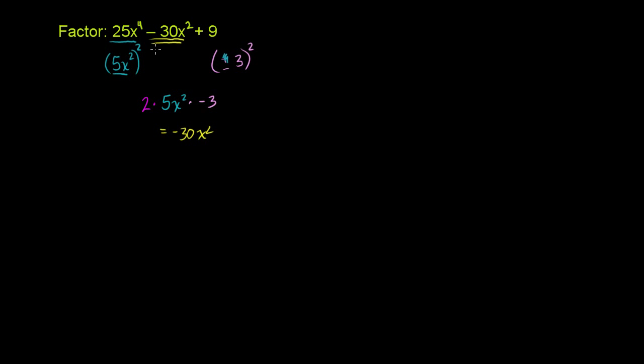We know that this is a perfect square, so we can just rewrite this as 5x squared minus 3 times 5x squared minus 3. And we saw in the last video why this works. And if you want to verify it for yourself, multiply this out. You will get 25x to the fourth minus 30x squared plus 9.